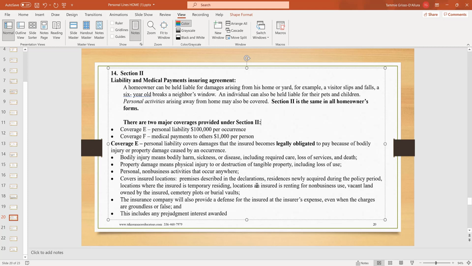The insurance company will also provide a defense for the insured at the insurer's expense, even when the charges are groundless or false. This includes any prejudgment interest awarded. So there is a defense cost for your homeowners as well, even if they are accused of something that they did not do.